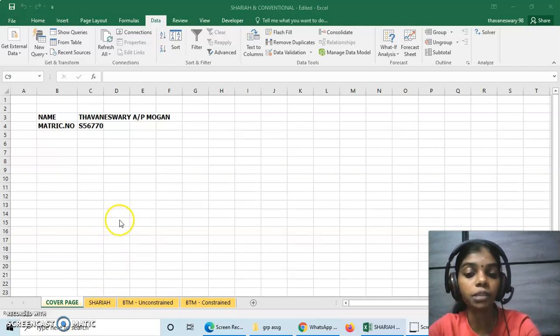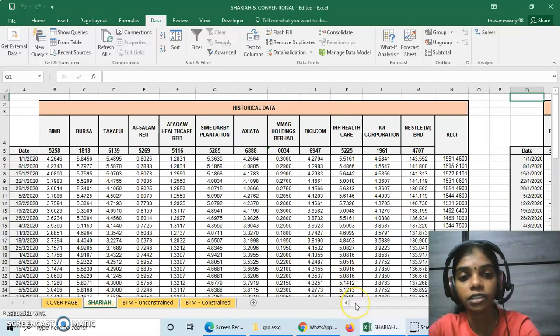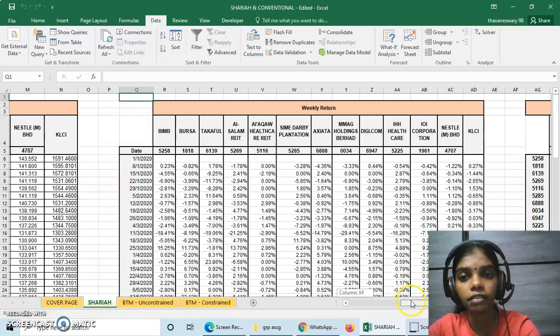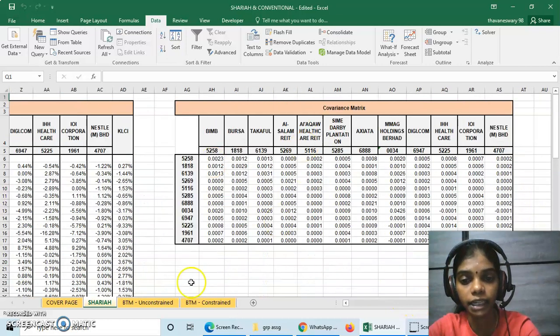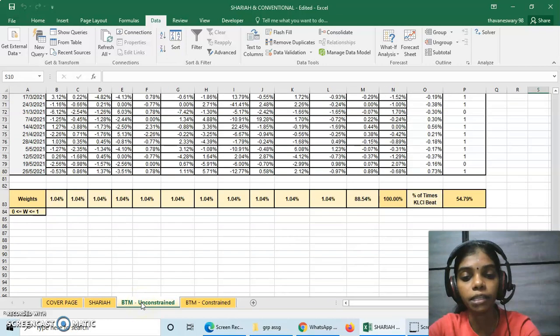I am going to present the results of Shariah compliant beating the market for the unconstrained and constrained. These are the Shariah's historical data, weekly return and covariance metrics. Now I will move to the BTM unconstrained.